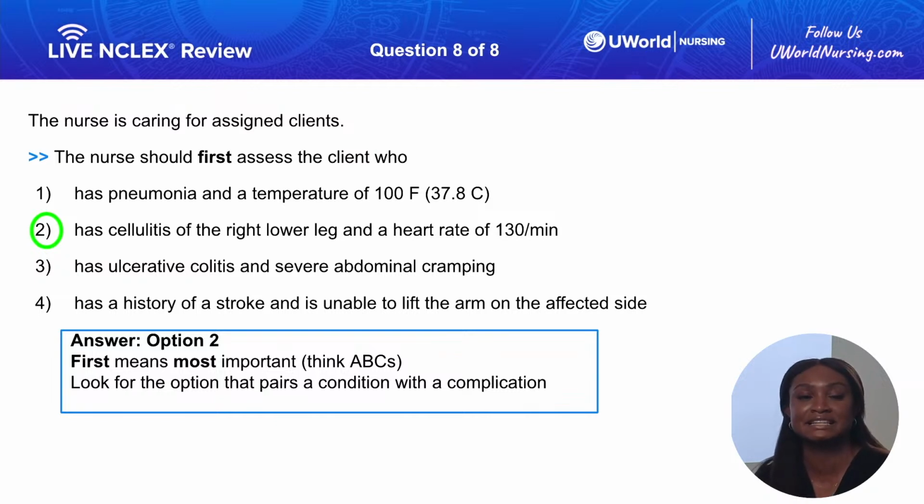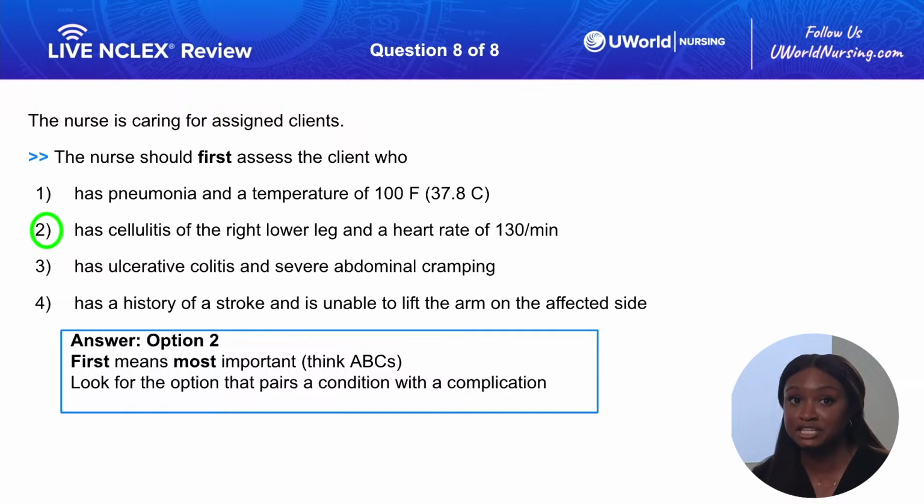So let's break this down. First, you're thinking ABCs, and most importantly, you're also wanting to pair the condition with the complication. Is this an expected finding? And if there are multiple risk factors or symptoms, is it getting increasingly worse? Option 2 has cellulitis of the right lower leg, which is an infection, and then a heart rate of 130. This is showing that things aren't going well with that circulation probably. So we would want to assess that first.